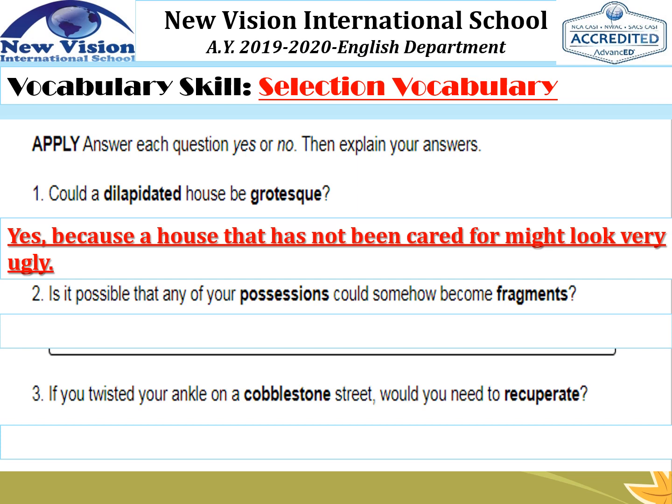How about for number 3? If you twisted your ankle on a cobblestone street, would you need to recuperate? Yes or no, and then explain. If your ankle part of your foot has been twisted in a cobblestone street or a street that has a lot of flat and round stones, do you need to heal or recuperate? Yes or no? Take your time in answering.